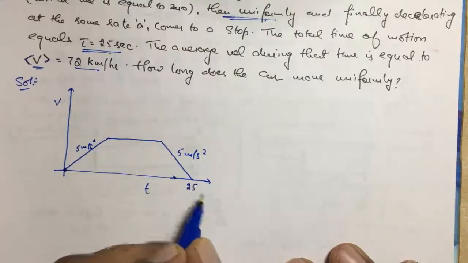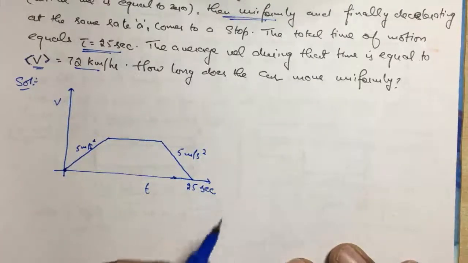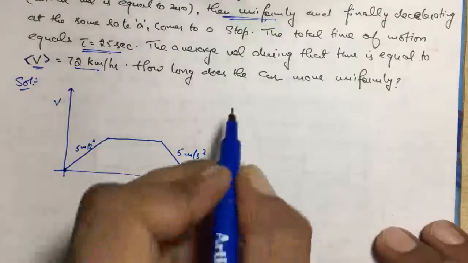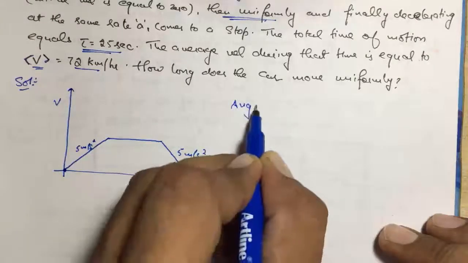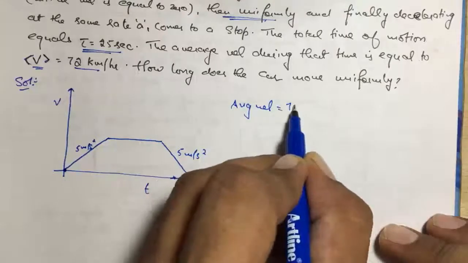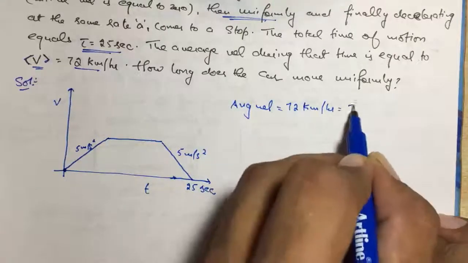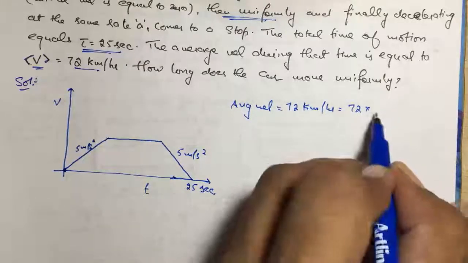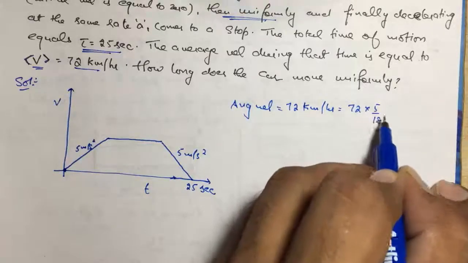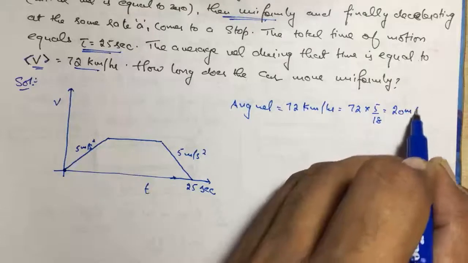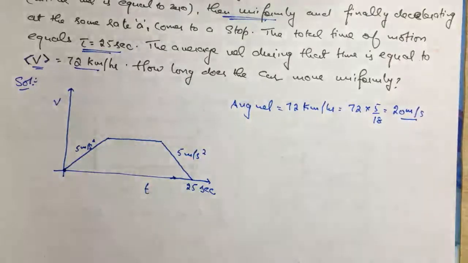So total time is 25 seconds. It is given that total time is 25 seconds. Given that average velocity is 72 km per hour. So we can reduce it to meter per second: 72 into 5 by 18, that will give me 20 meter per second. Okay, 20 meter per second, that's my average velocity.